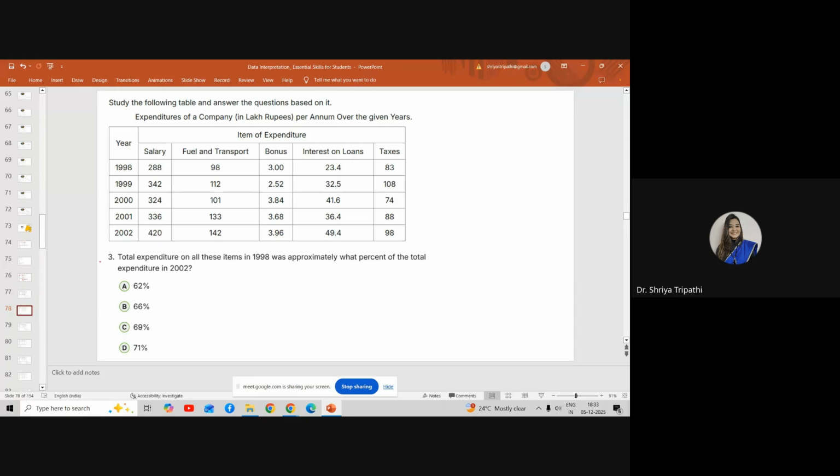Total expenditure. Break it down. Read the question twice, as I always say. Total expenditure on all these items in 1998. Now, here you can see the heading, item of expenditure. Total expenditure of all the items in 1998 was approximately what percentage of the total expenditure in 2002? Same as what we did in the previous question. Use the same logic. That time it was vertically, now it is horizontally.